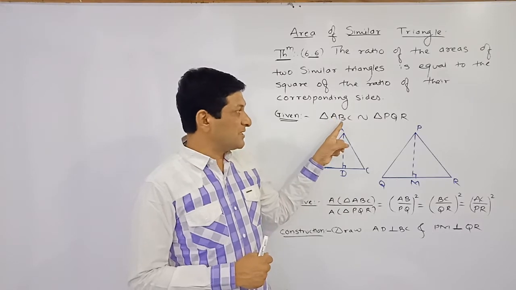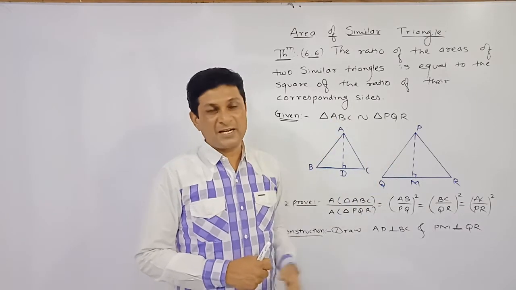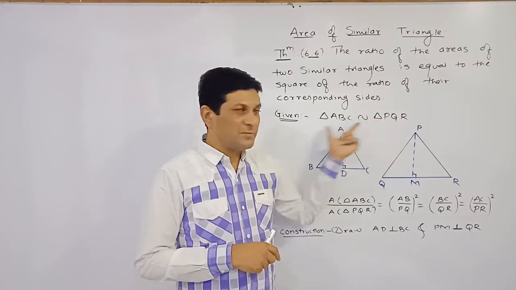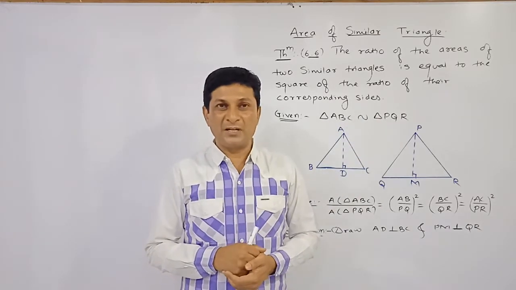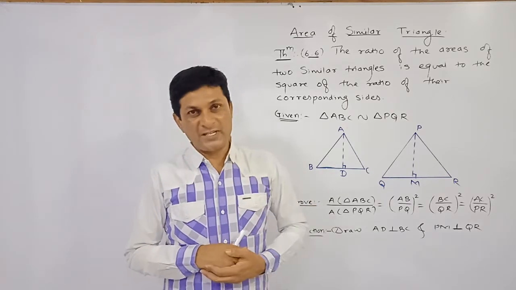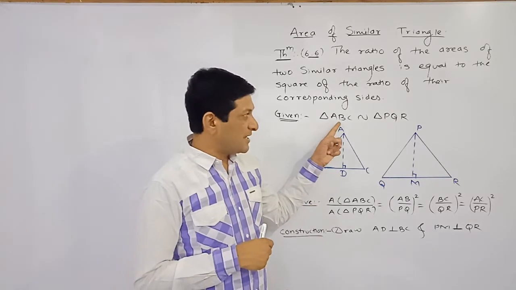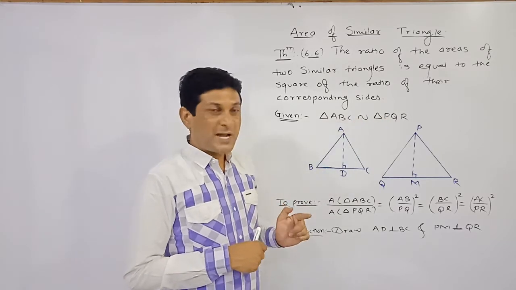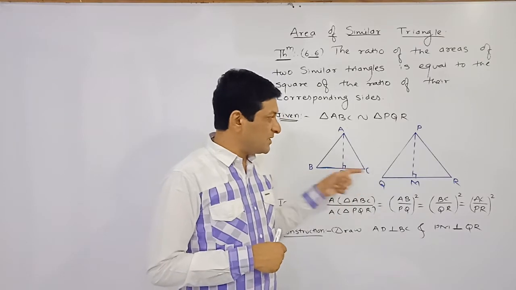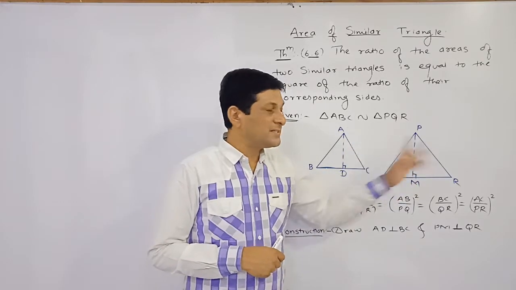Here we have considered two triangles, triangle ABC and triangle PQR. It is given to us that these two triangles are similar. Then how many pairs of corresponding sides are there? Three pairs of corresponding sides. So if triangle ABC is similar to triangle PQR, then the first pair of corresponding sides is AB and PQ, second is BC and QR, and third is AC and PR.